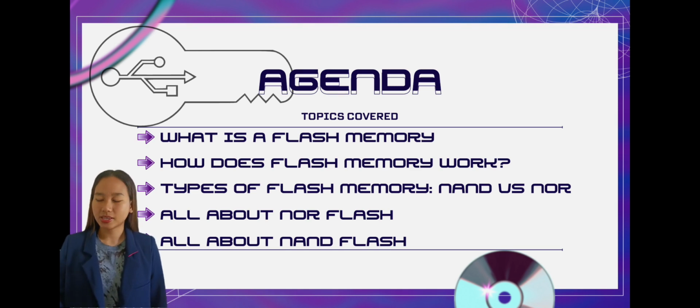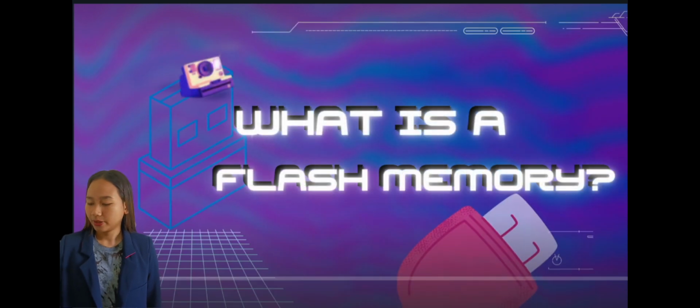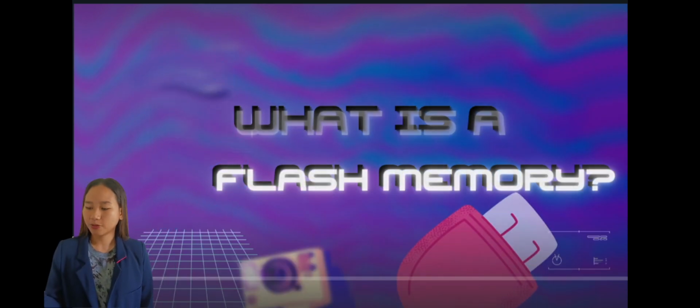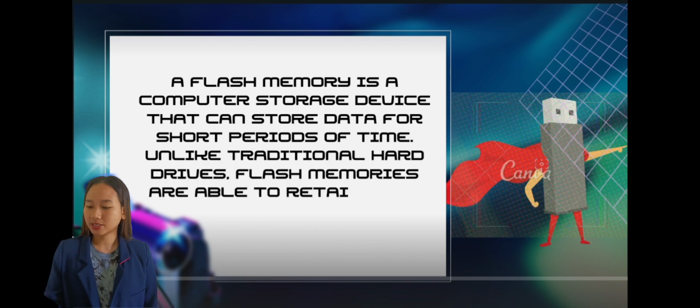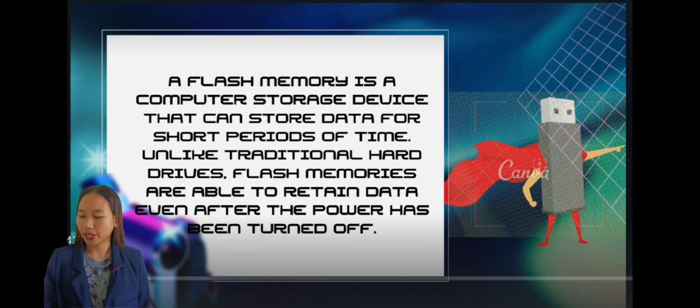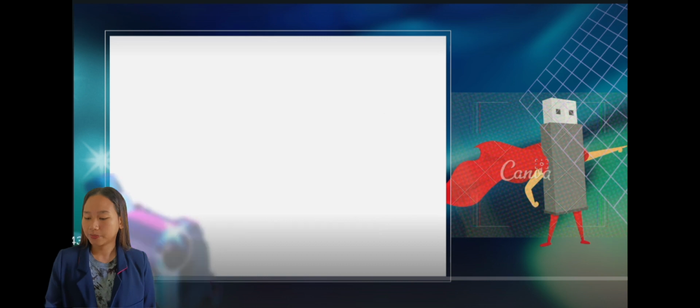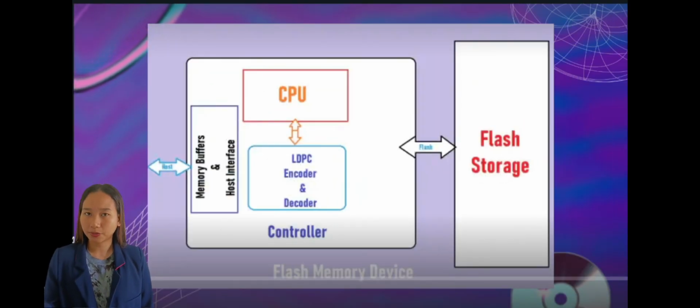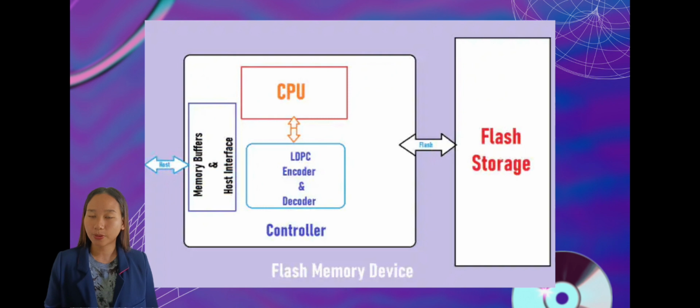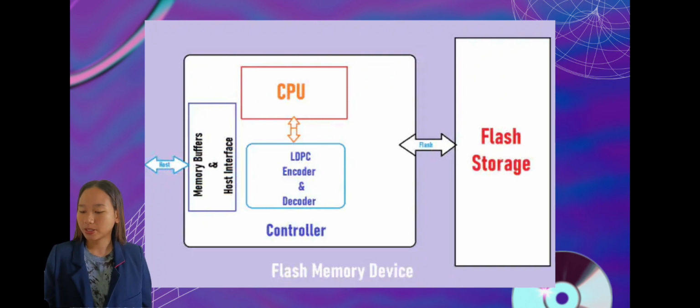Our first topic is about what is a flash memory. A flash memory is a computer storage device that can store data for a short period of time. Unlike traditional hard drives, flash memories are able to retain data even after the power has been turned off. This makes them perfect for portable devices such as smartphones, tablets, and laptops. Flash memories also tend to be more reliable and faster than traditional hard drives. As a result, they are becoming increasingly popular in the world of computing.